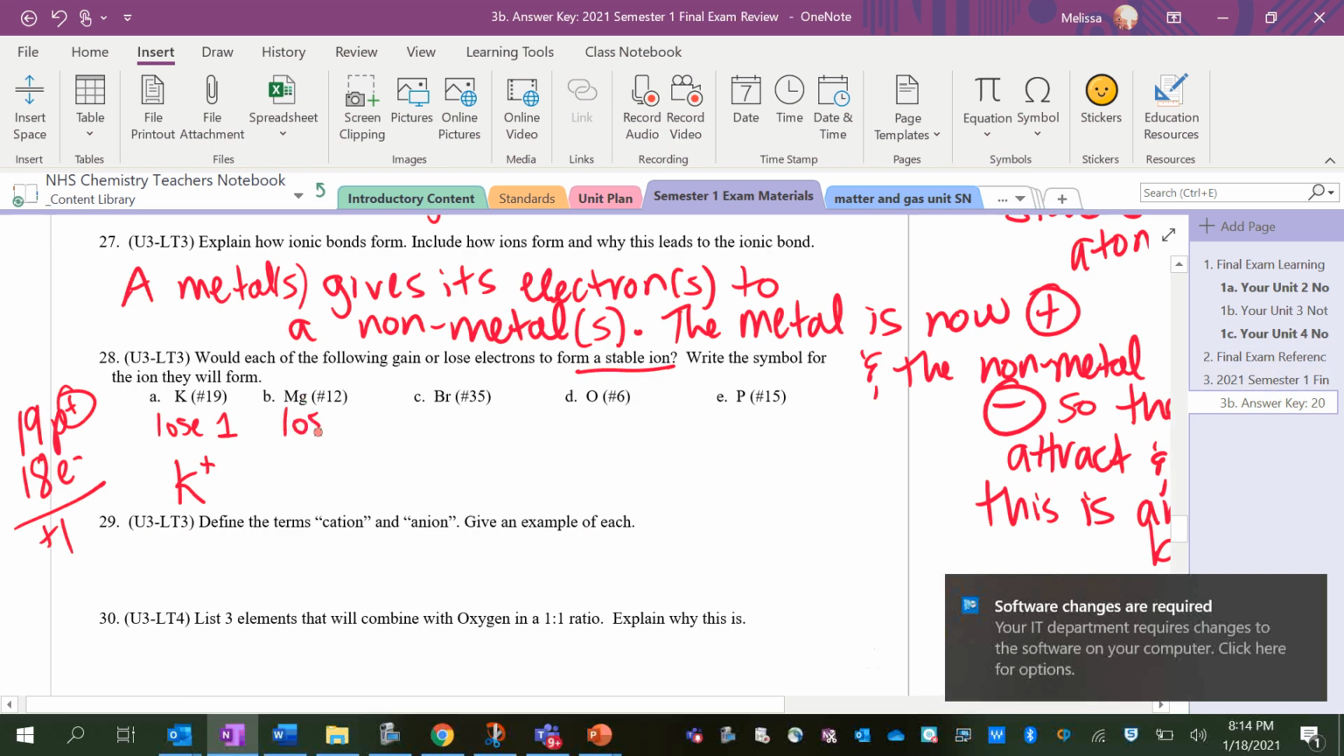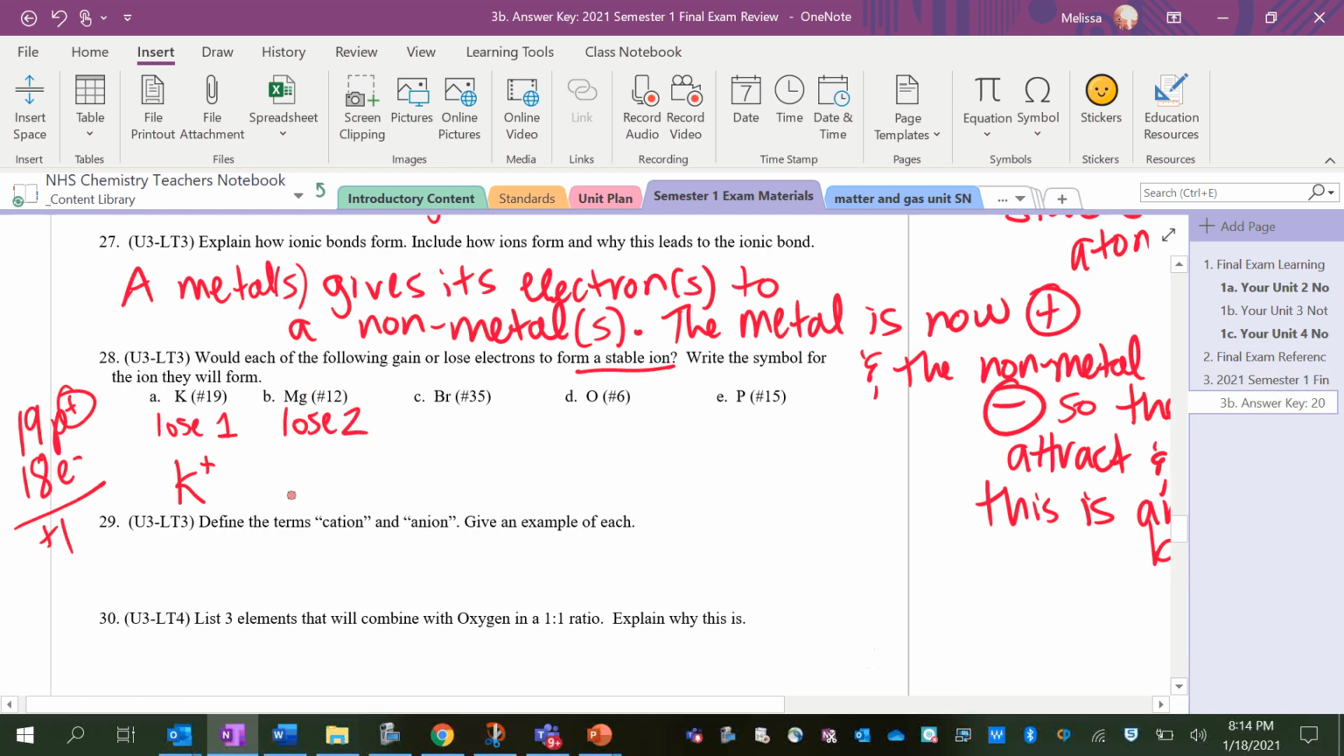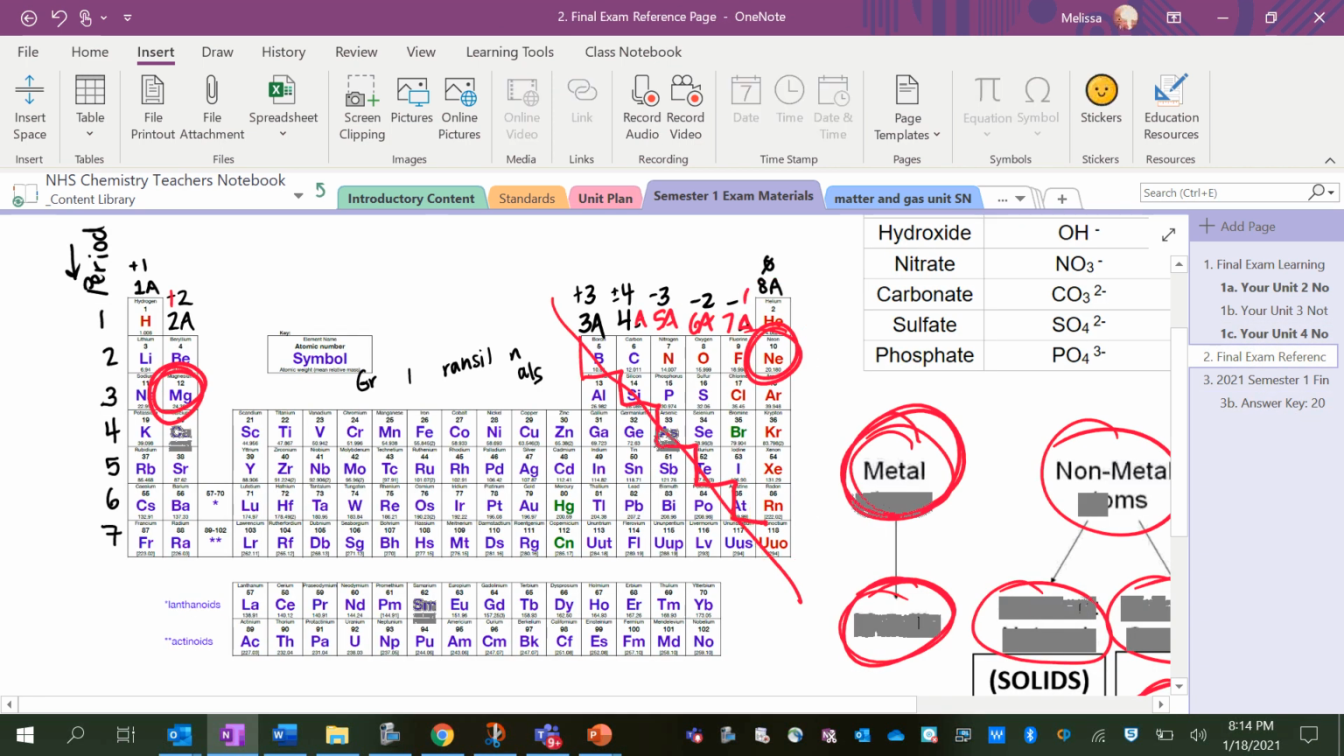So if it loses 2, then it will be Mg2+, for the same reasons as potassium, only it's got 12 positive protons. It had 12 negative electrons, but it lost 2, so now it only has 10. So +2 charge.